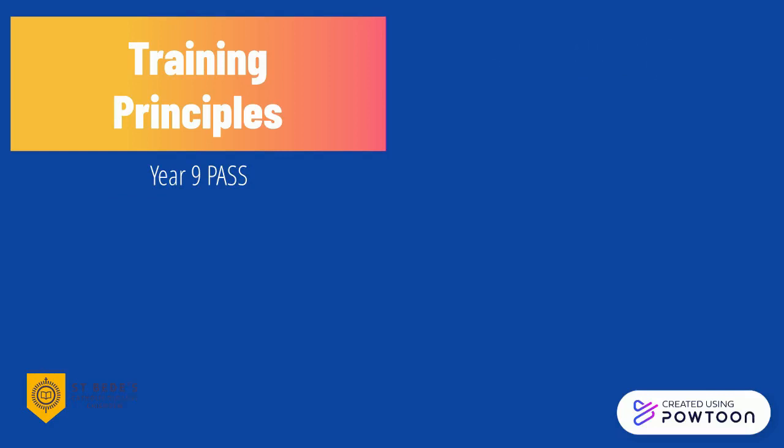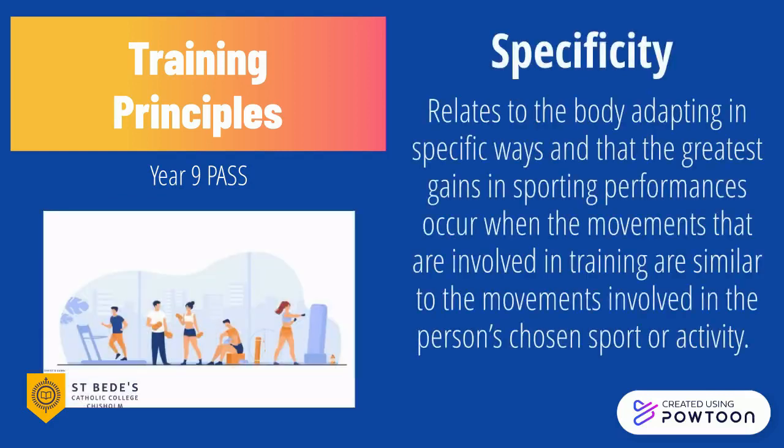Specificity is the fifth principle, and it relates to the body adapting in specific ways, and that the greatest gains in sporting performances occur when the movements that are involved in training are similar to the movements involved in the person's chosen sport or activity. For example, jogging will not result in increased strength.